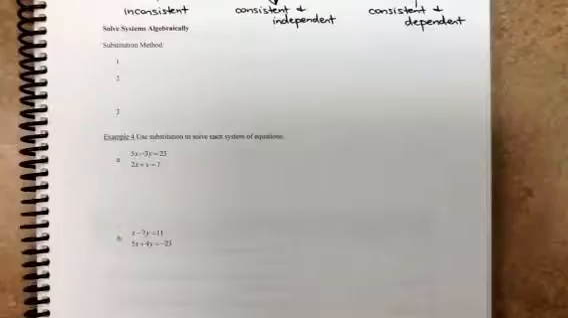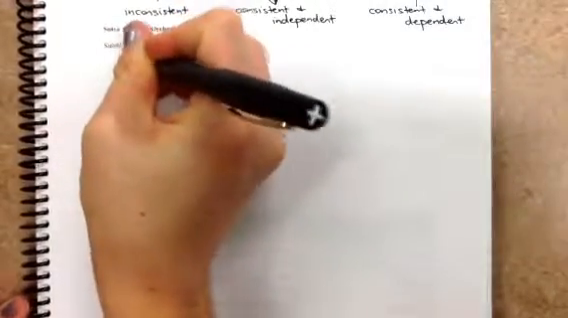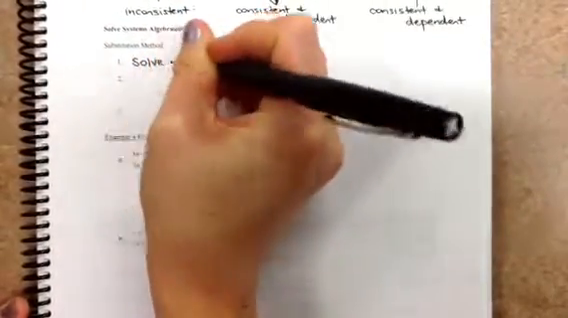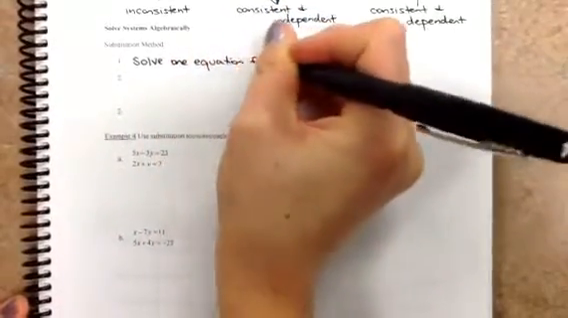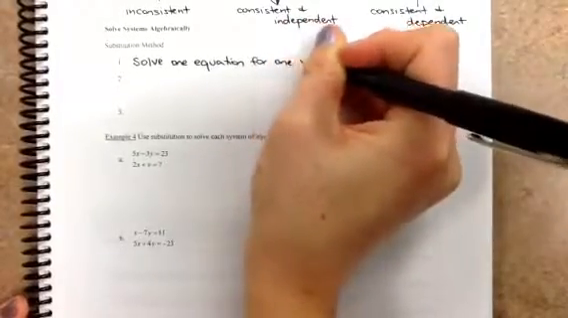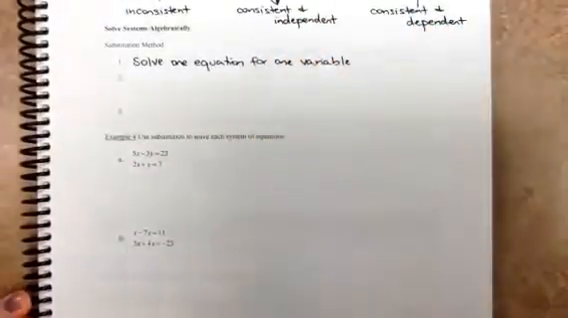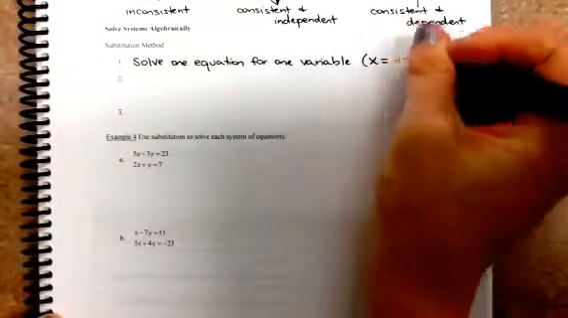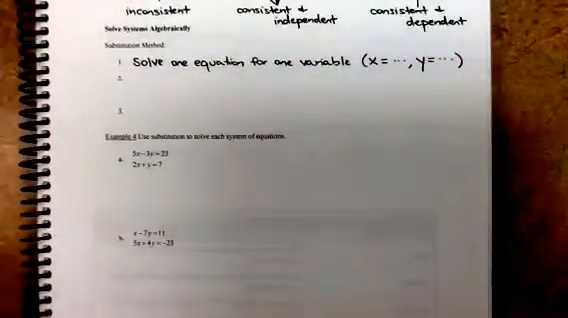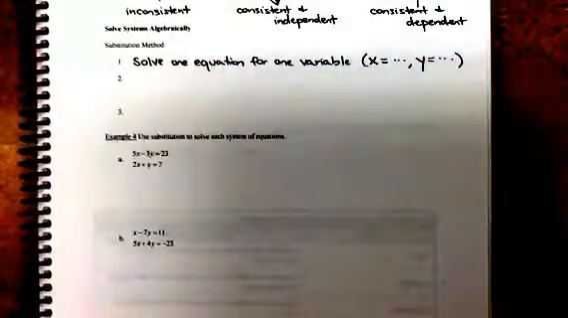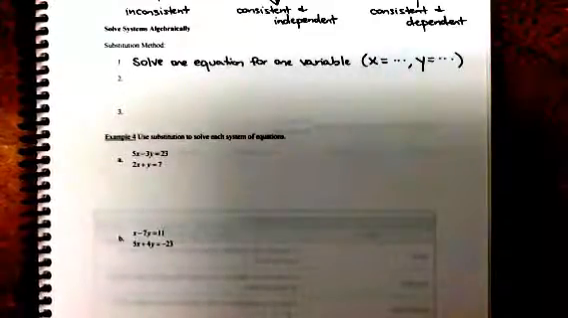So the first step is to solve one equation for one of the variables. Okay, so solve one equation, because you're always given two. Meaning that what you want to see in front of you is x equals whatever or y equals whatever. So you want to get either the x or the y totally by itself. Doesn't matter which one, pretty much just whichever one's easier to get by itself. And we'll talk about that.